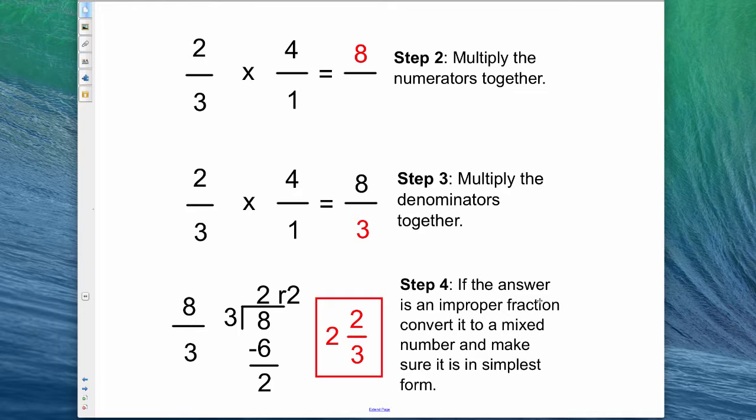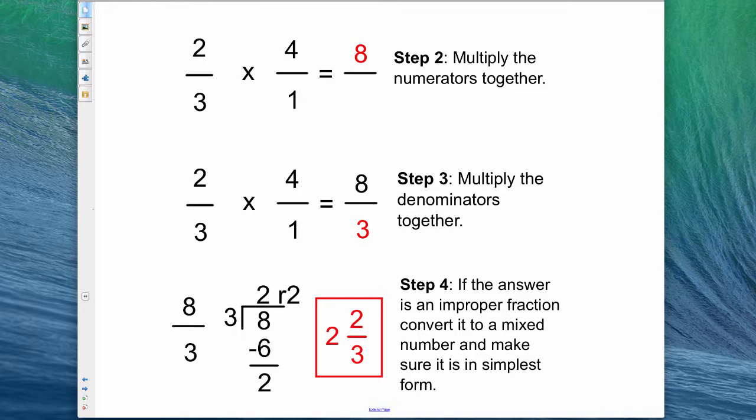The final step is, if the answer is an improper fraction, to convert it to a mixed number, and then, as always, we need to make sure that our answer is in simplest form. So I quickly convert 8/3 into a mixed number. I divide the denominator into the numerator, and that gets me 2 remainder 2. The 2 becomes my whole number, the remainder becomes my numerator, and my denominator stays the same. My answer is 2 2/3. In this case, the fraction is already in simplest form.